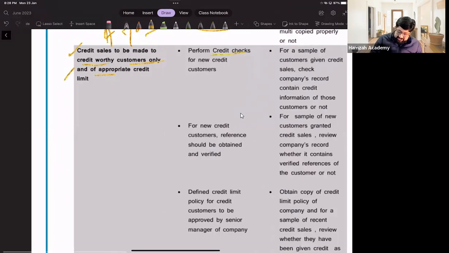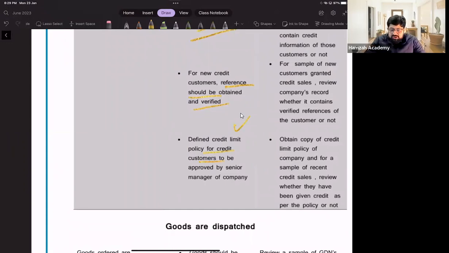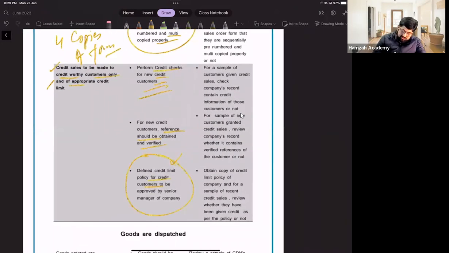So perform credit checks. Now the practical step: when a new customer comes, perform credit checks. Obtain references. Verify those references. What are references? Those who will give you a guarantee. Now, the next point is a defined credit limit policy for credit customers to be approved by the senior manager of the company. A proper credit limit. How to achieve it? This is the step. The company should have a credit limit policy by the senior management, and that should be followed.